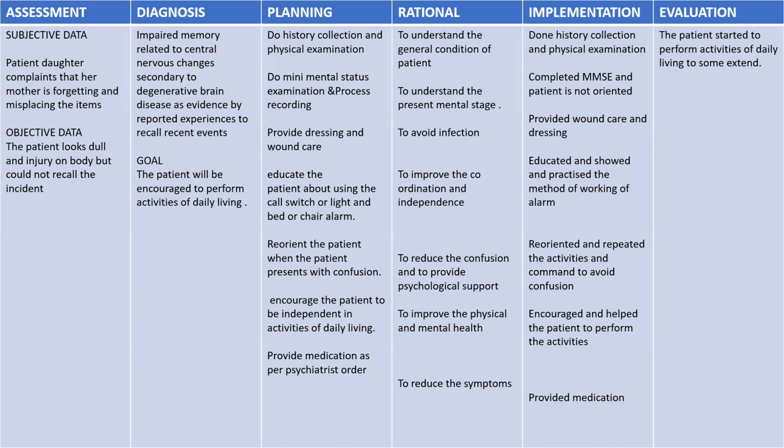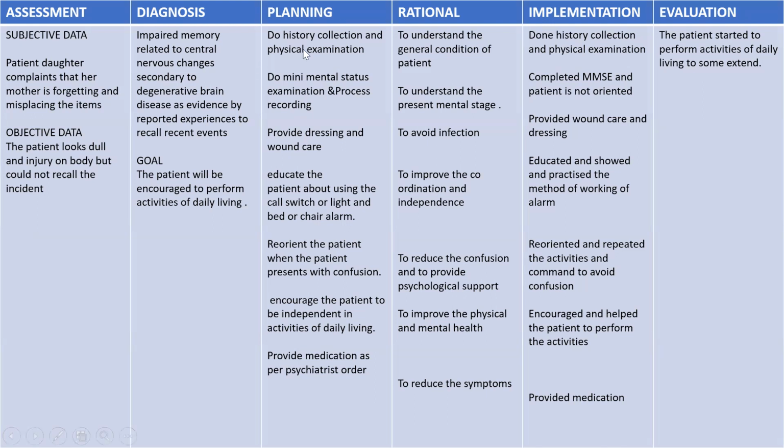Subjective data is patient's daughter complains that her mother is forgetting and misplacing the items. In objective data, you can write patient looks dull and has an injury on the body but could not recall the incident. While coming to the diagnosis column, you can write impaired memory related to central nervous system changes secondary to degenerative brain disease or dementia as evidenced by reported experience to recall recent events. And for the goal, you can write the patient will be encouraged to perform activities of daily living.